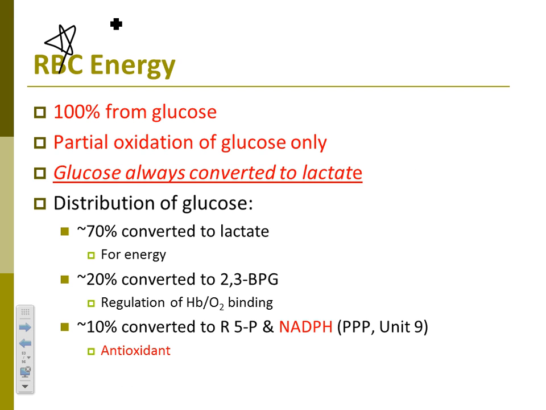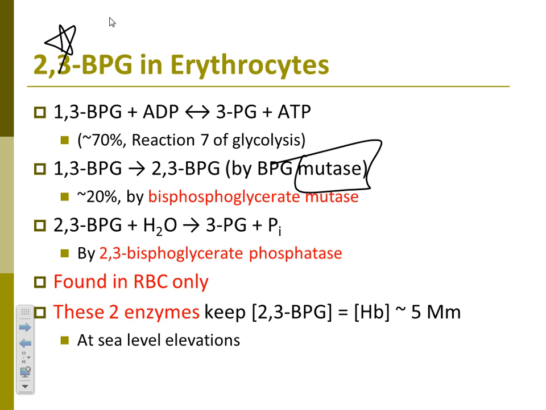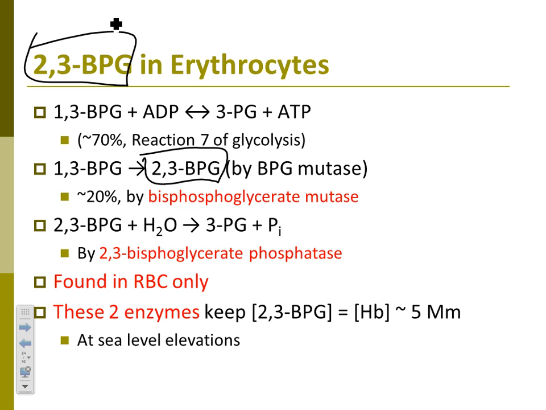Always questions about red blood cells. Always goes to lactate. I illustrate this pathway in the other video, the 2,3-BPG attachment pathway to glycolysis. So make sure you know those enzymes. Anytime you see this, you know it's only going to happen in red blood cells.